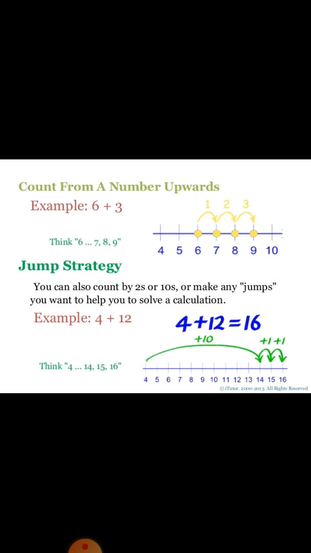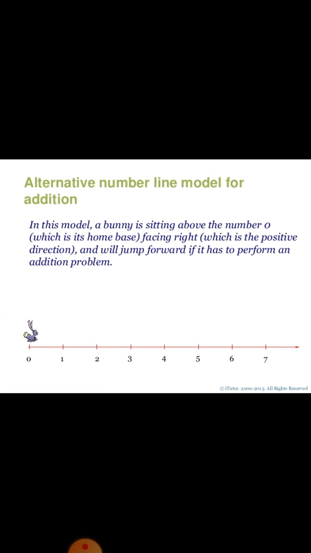For example, 4 plus 12. We know that number 12 has two digits, 1 ten and 2 ones. In addition, first of all we add ones, and we know that 4 plus 2 is equal to 6. So 4 plus 12 is equal to 16, and we show this number on the number line.